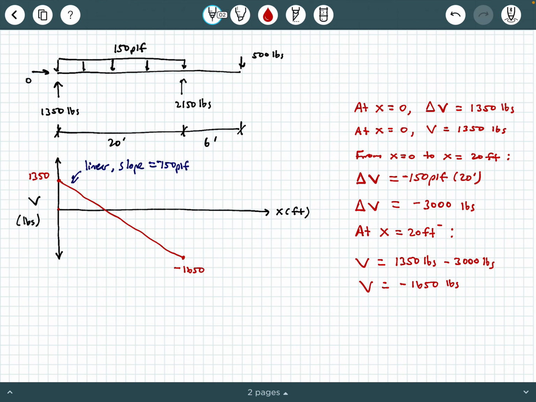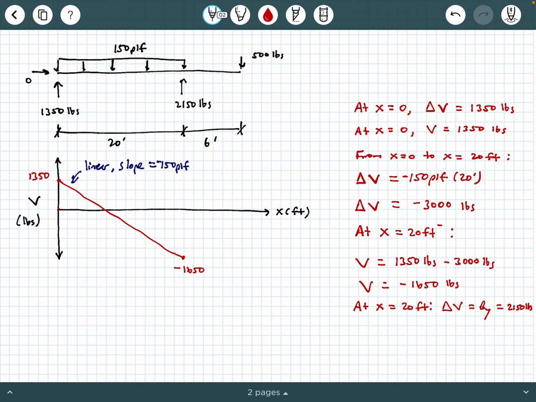So what do we do next? Well, next we encounter BY. That's the next thing that we encounter as we move from left to right. So we're going to say at x equals 20 feet, the change in shear is equal to BY, which equals the 2150 pounds, and it's pointing up. So what does that do to our shear diagram? Well, that pushes us up by an amount of 2,150 pounds. That's why we call it the change in shear.